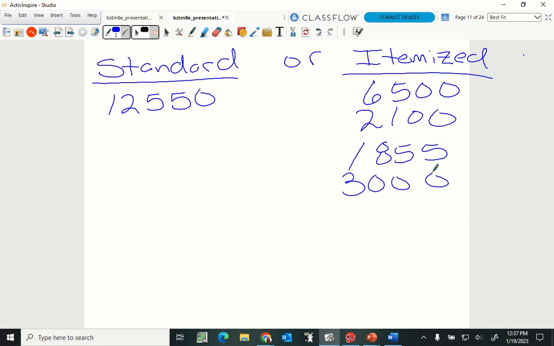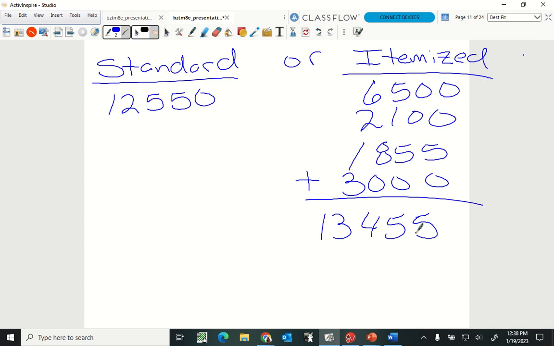What do you think I should do with those? Add those together. We're going to add those together now. 13,455. Yeah, forgetting zeros. There we go.